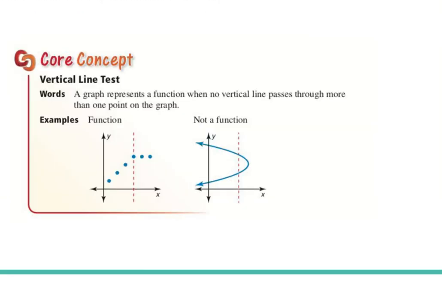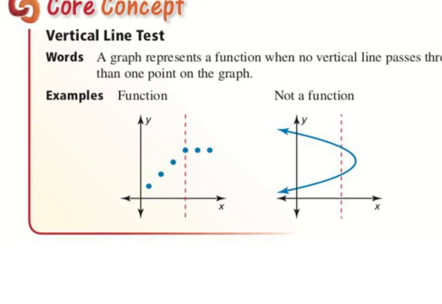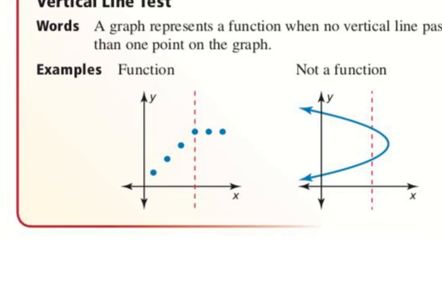Okay, there is something called the vertical line test, and the vertical line test is for a graph. A graph represents a function when no vertical line passes through more than one point on the graph. So if you take a vertical line and run it across any function, it should cross that function at only one point.